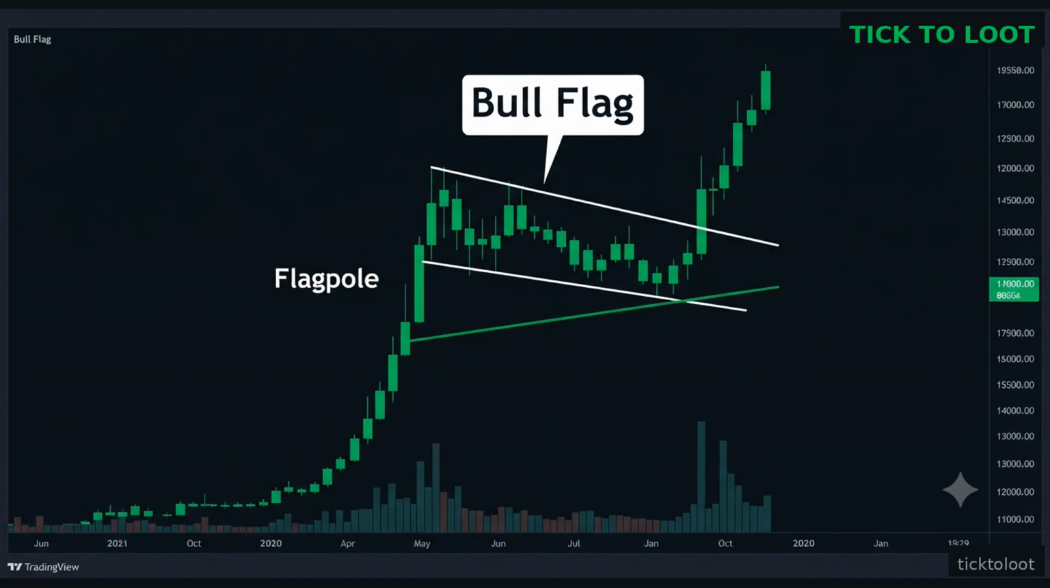A bull flag pattern is a bullish pattern. It occurs when there's a sharp move up, followed by a tight consolidation. If the price breaks above the resistance, it's a signal to enter a long position.